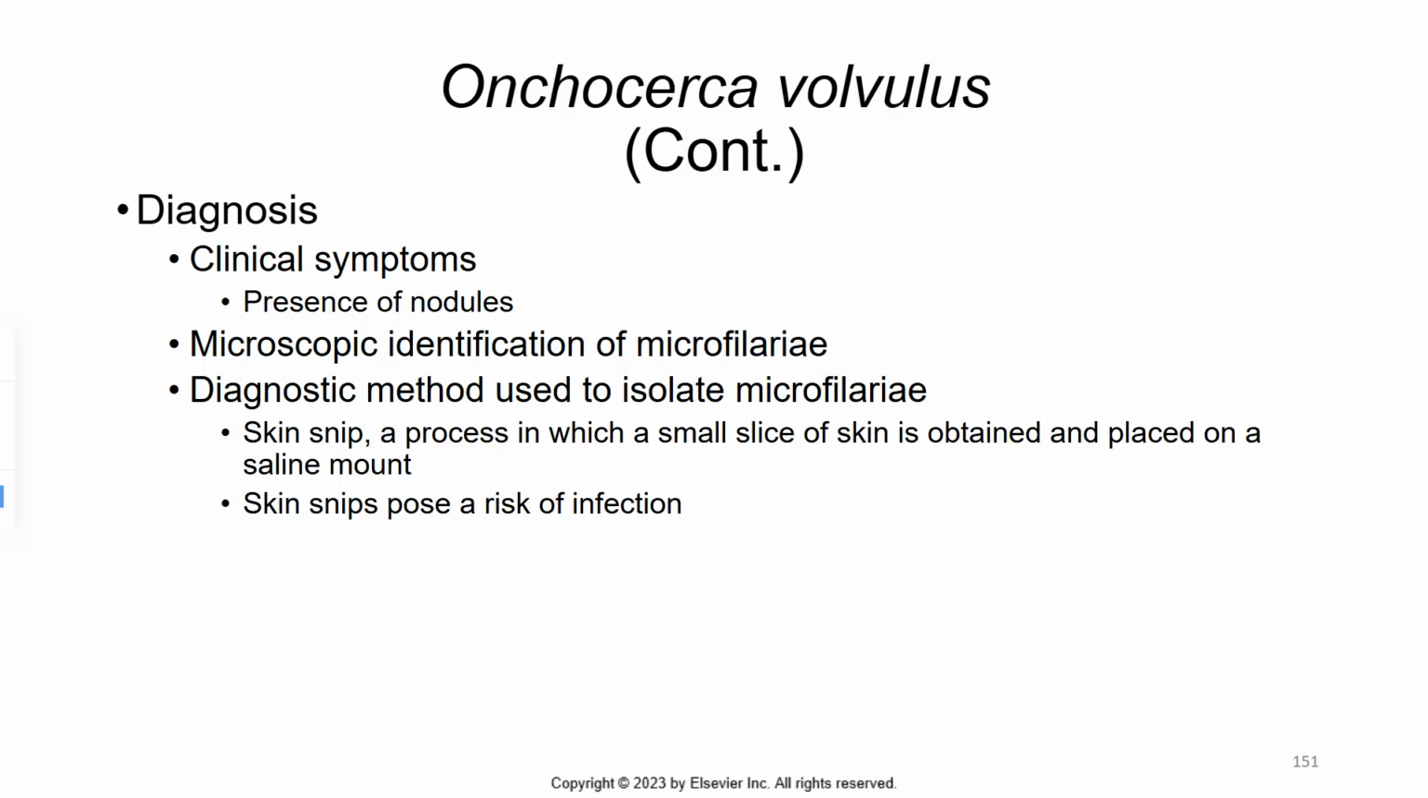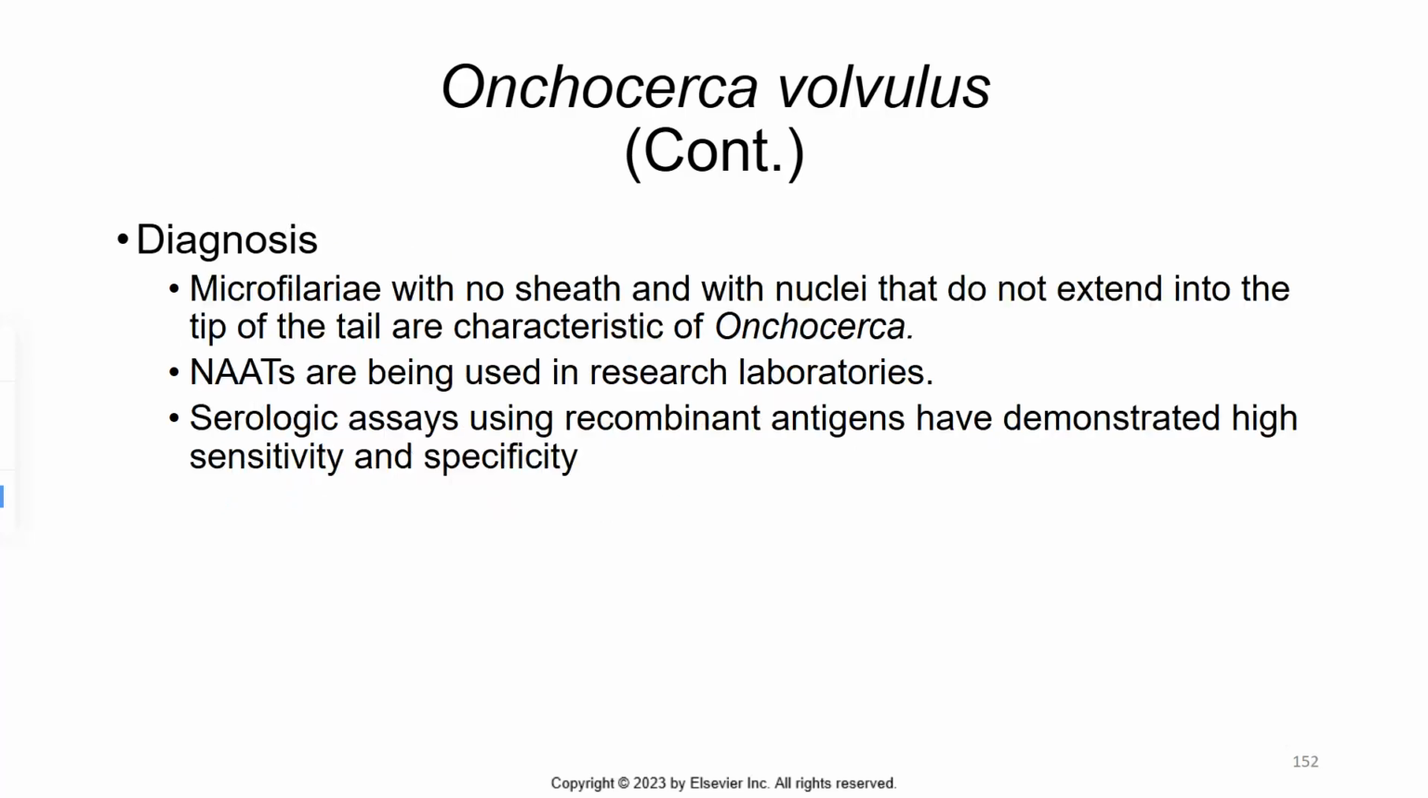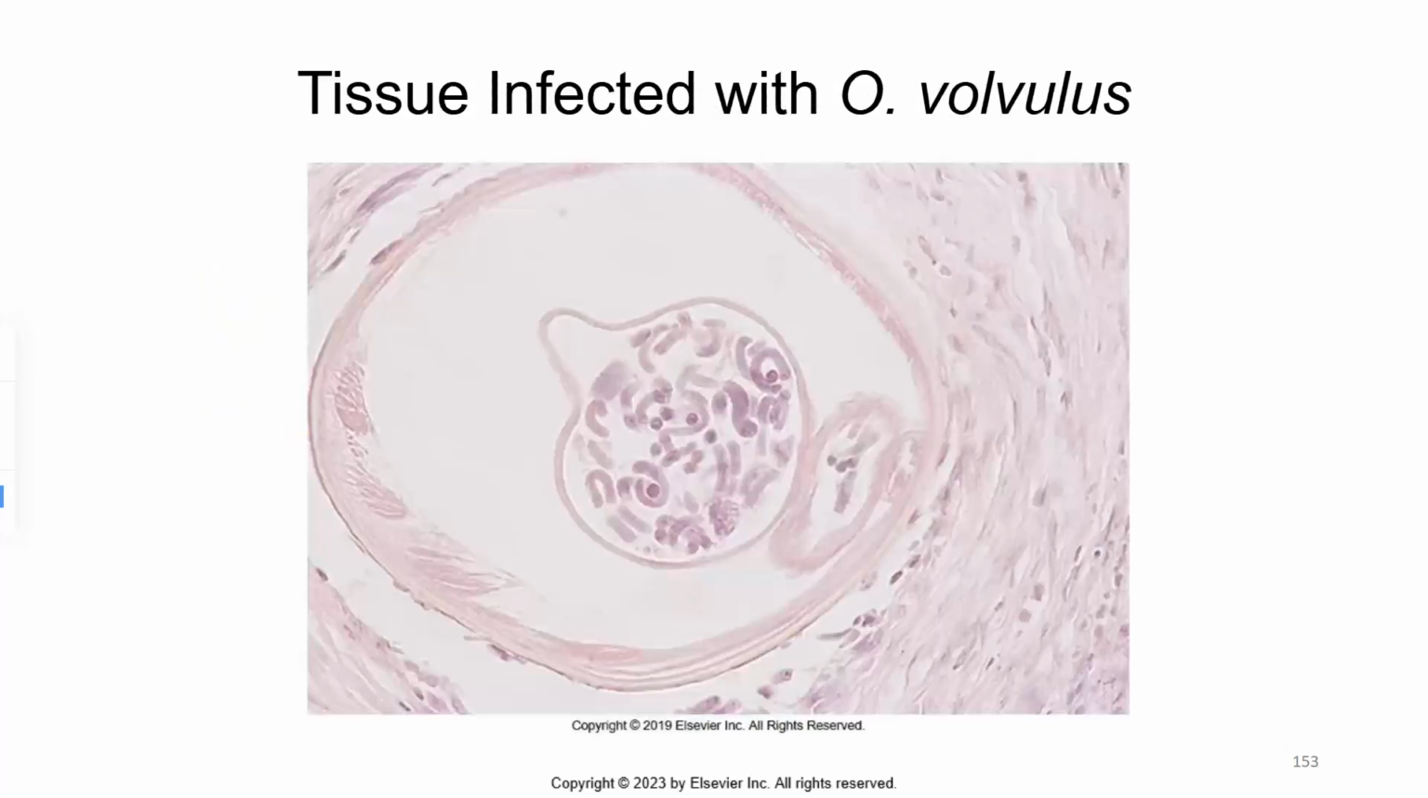Diagnosis: clinical symptoms, presence of nodules, microscopic identification of microfilariae. The diagnostic method used to isolate microfilariae would be the skin snip, a process in which a small slice of skin is obtained and placed on a saline mount. The skin snips then pose a risk of infection. Microfilariae with no sheath, with nuclei that do not extend to the tip of the tail, are characteristics of Onchocerca. Gnats are being used in research laboratories. Serological assays using recombinant antigens have demonstrated high sensitivity and specificity.